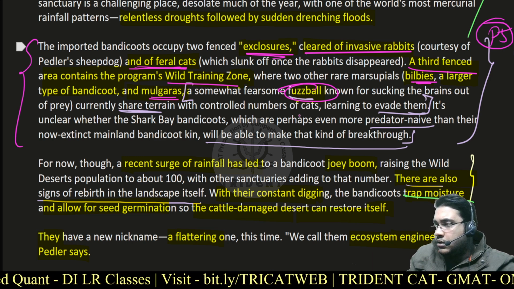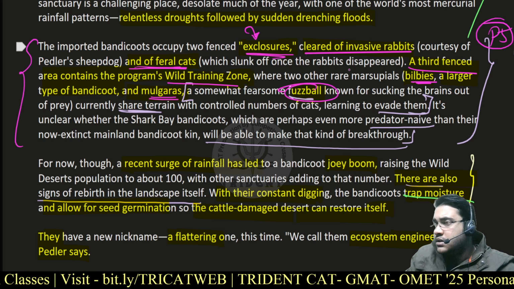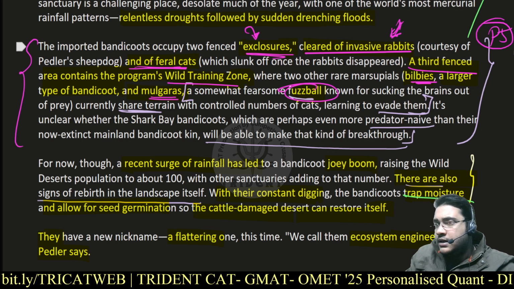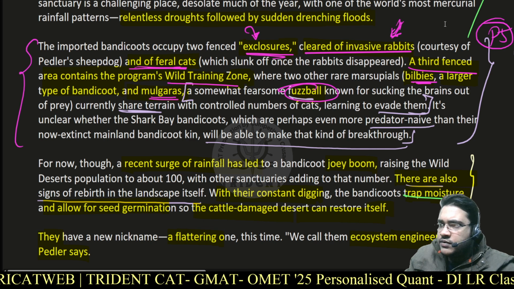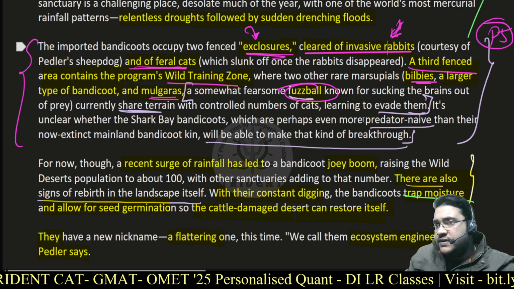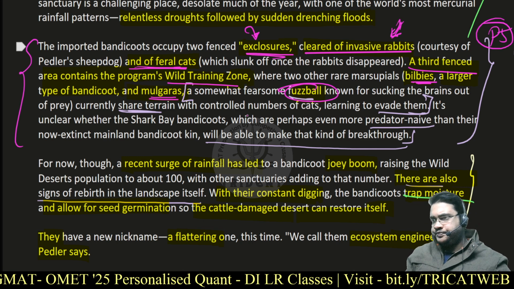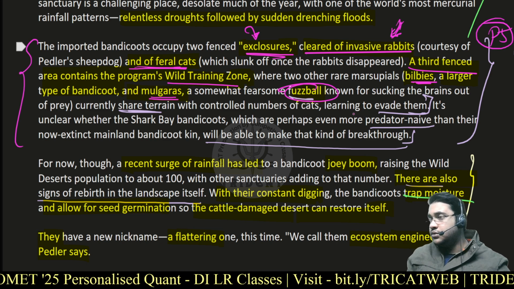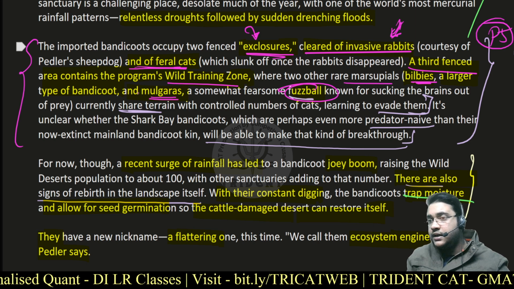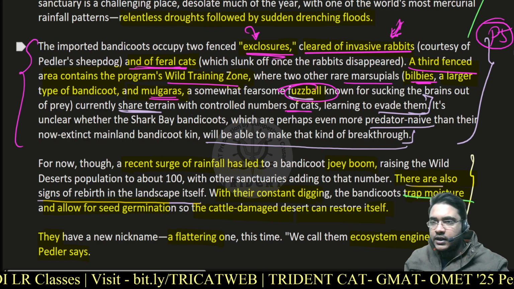Okay, so there are two other over there, but we are talking about the exclosure. The exclosure is because of clearing of the rabbits, the invasive rabbits, and of the feral cats. Perhaps this is one of the reasons why they have kept the exclosure. But there is a fenced area also in the WTZ for these two rare marsupials, the billybees and the mulgaras, but they do share a terrain with a controlled number of cats. Let's go back and read the options, right?